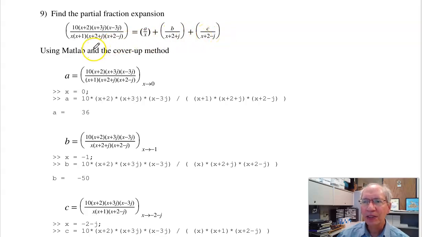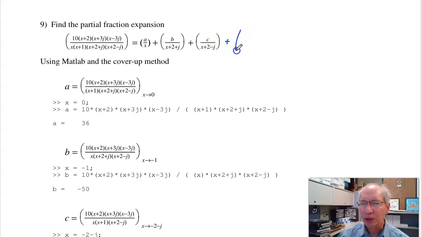Now, I know the answer is going to look like, one more term I forgot. It will look something like this. I've got 4 terms in the denominator. I'll have 4 terms when I solve. To solve, I'll use the cover-up method. To find A, I'll cover up the x, plug in x equals 0, and I get A is 36.